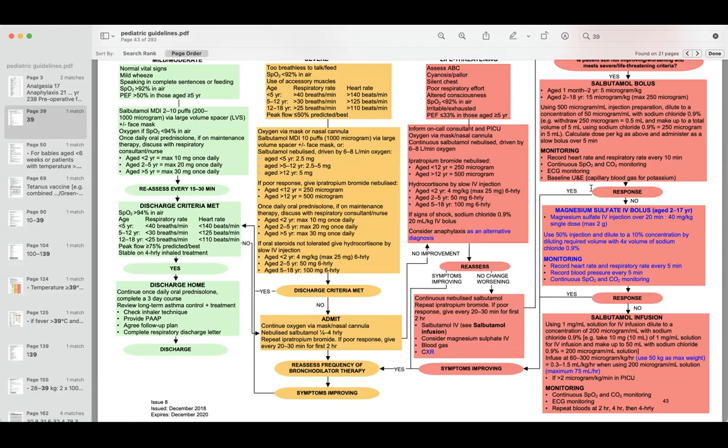See here he has written baseline U and E, and also capillary blood gas for potassium. You can do either U and E from the lab or CBG also. CBG can also give you the potassium level. And ECG monitoring, as I said, for the signs of hypokalemia and arrhythmias also, because salbutamol also causes tachycardia and arrhythmias. So record heart rate and respiratory rate and watch for arrhythmias.